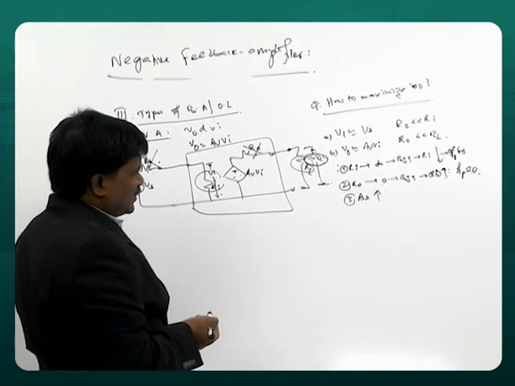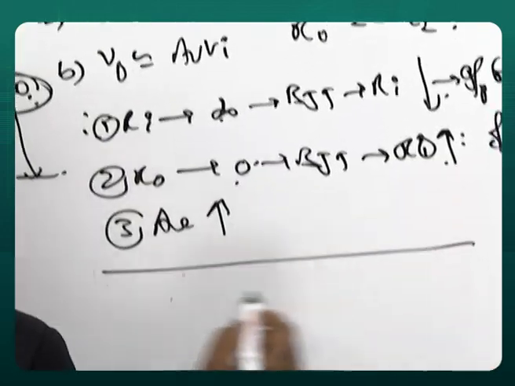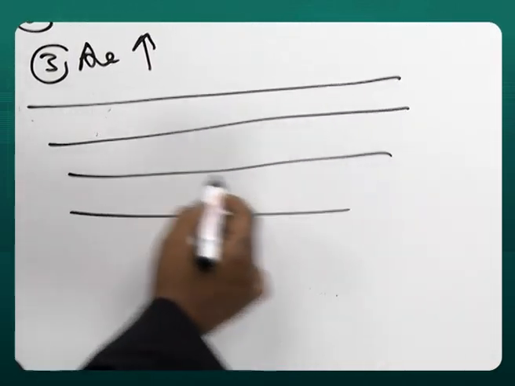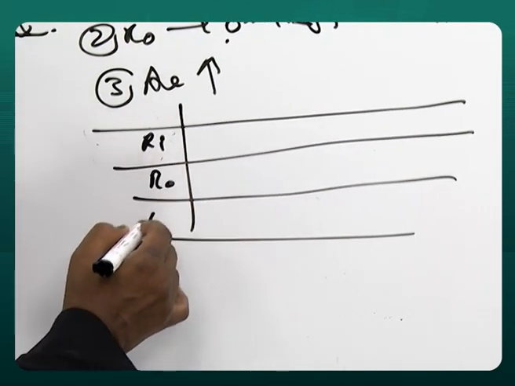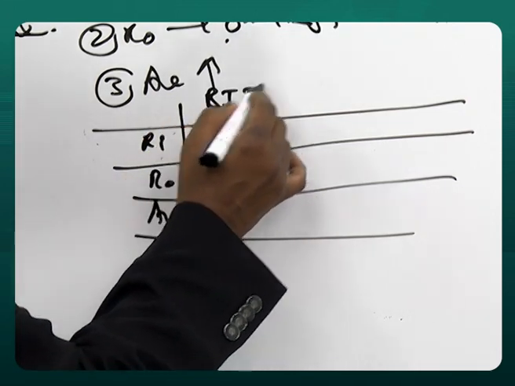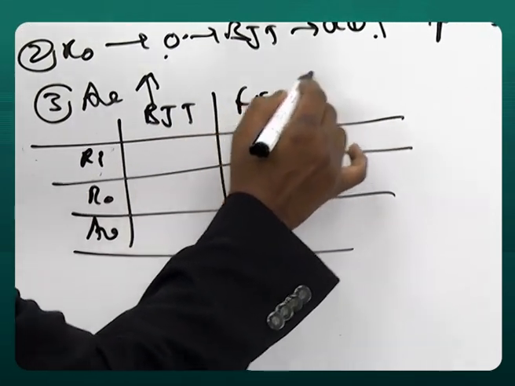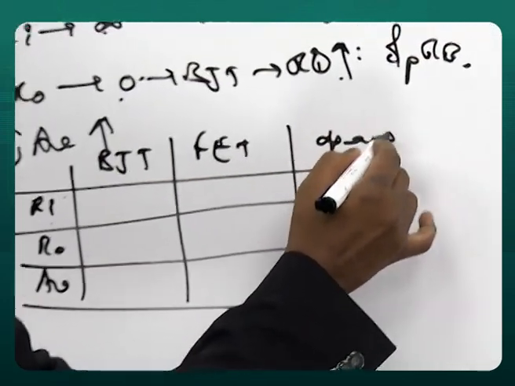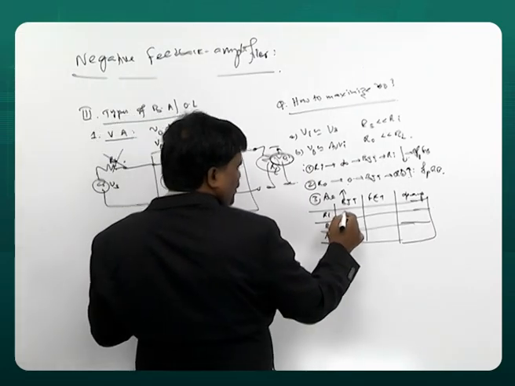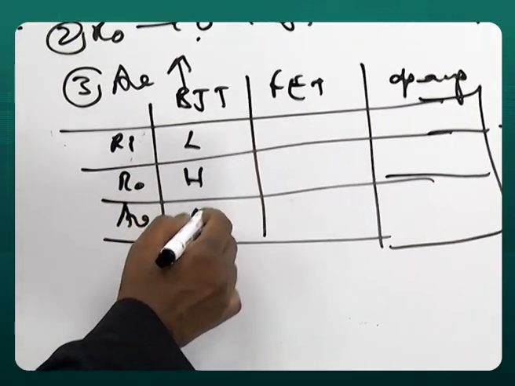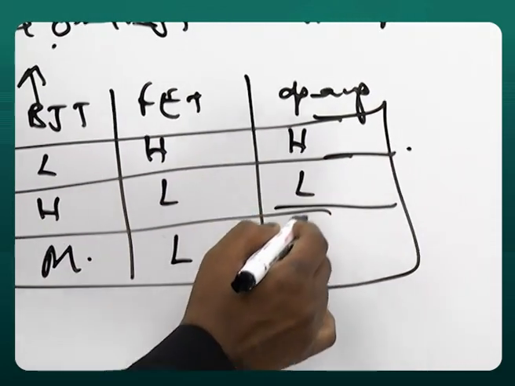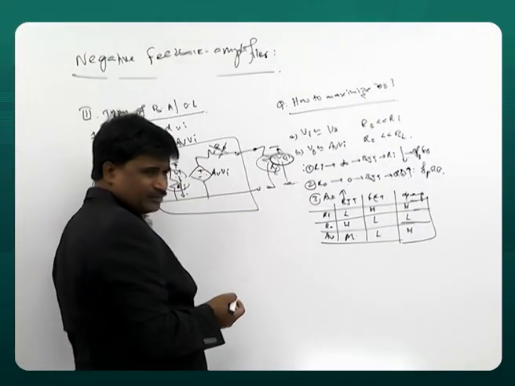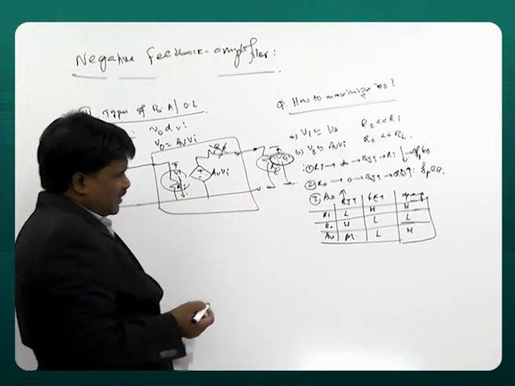But how to achieve that? For example, look at this small table I am trying to help you. Ri, R0, gain. BJT, FET, op-amp. You know what happens? In BJT, this is low, this is high. Gain is medium. This is high, this is low, gain is low. High, low, high. That's the meaning.